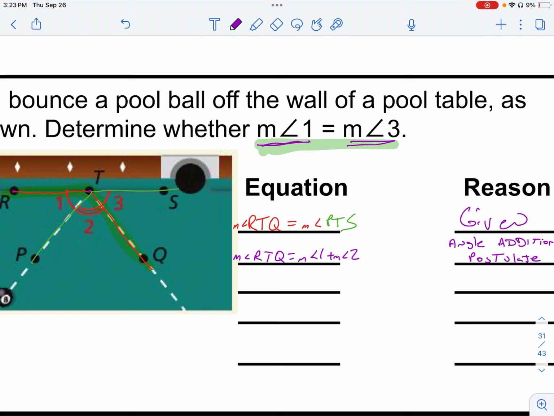Well, so we've got angle 1 in, we need angle 3 in. Well, angle PTS is also made up of two smaller angles, so we know the measure of angle PTS is going to equal the measure of angle 2 plus the measure of angle 3. Still sticking with the angle addition postulate.